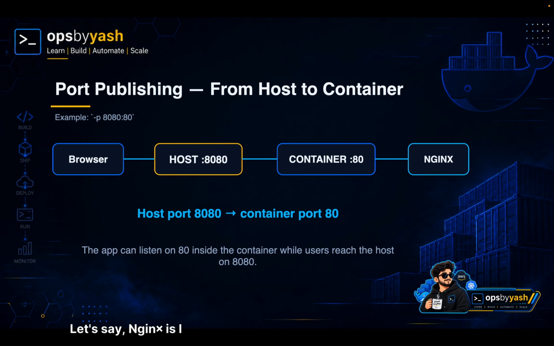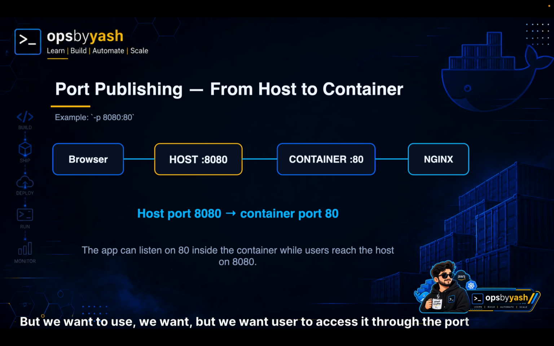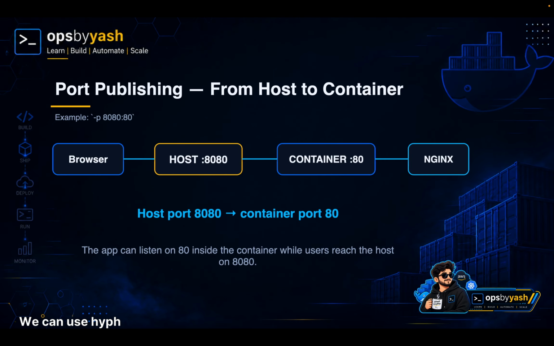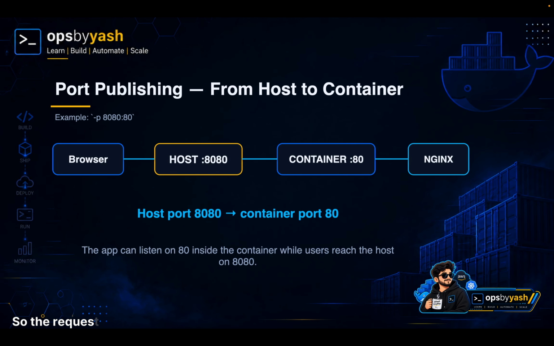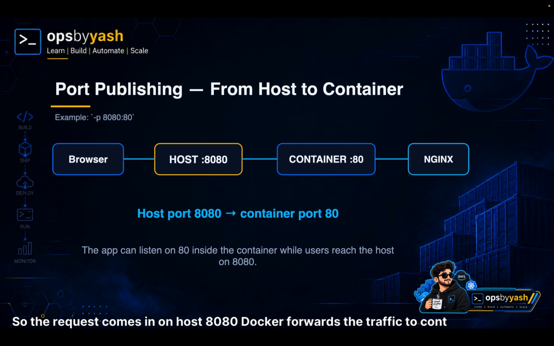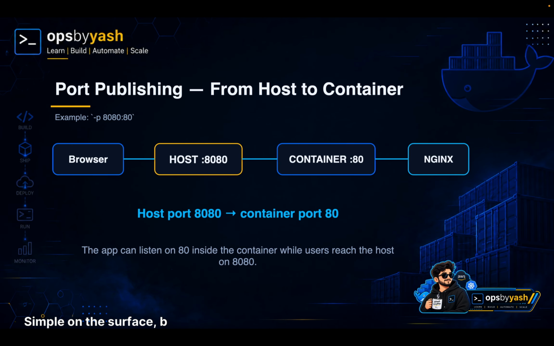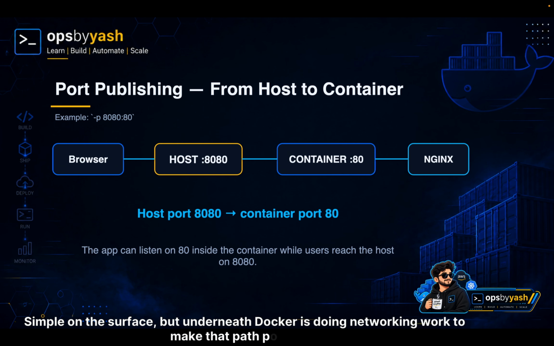Let's say nginx is listening on port 80 inside the container, but we want users to access it through port 8080 on the host. We can use -p 8080:80, which basically means host port 8080 maps to container port 80. So the request comes in on host 8080, Docker forwards the traffic to container port 80, and nginx receives it. Simple on the surface, but underneath, Docker is doing networking work to make that path possible.